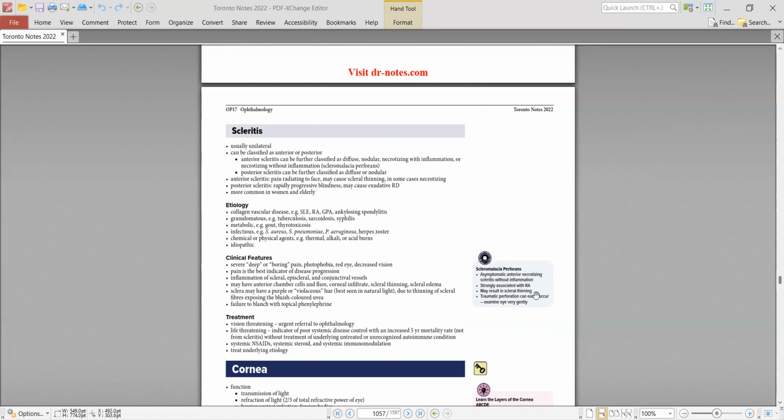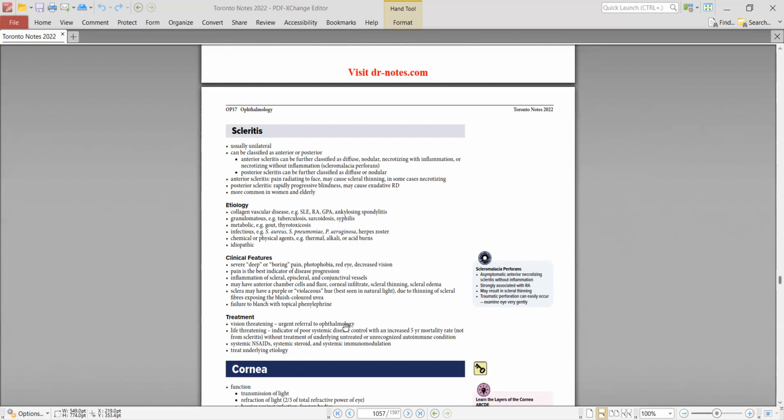Scleromalacia perforans is seen in rheumatoid arthritis. It is strongly associated with rheumatoid arthritis. Traumatic perforation can easily occur, so gentle eye examination should be done in scleromalacia perforans. This box is important. Treatment: it is vision threatening, so urgent referral to ophthalmology.